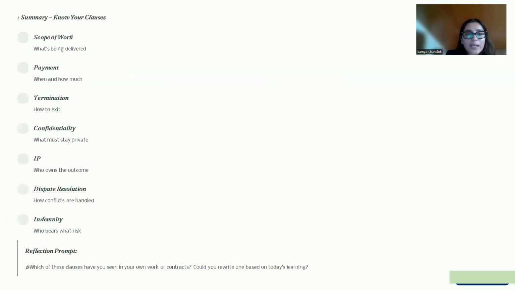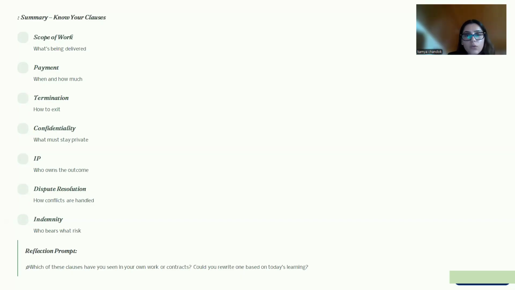Okay, now let's quickly summarize the essential clauses. One is your scope of work, which tells what's being delivered. Then is your payment clause, which tells how and when the money flows. Then is your termination clause, which tells how to exit the deal. Then is your confidentiality clause, which tells you what must stay private. Then is your IP ownership clause, which tells who owns what's created. Then is your dispute resolution clause, which tells how the problems are solved. And lastly is your indemnity clause, which tells who bears the risk.